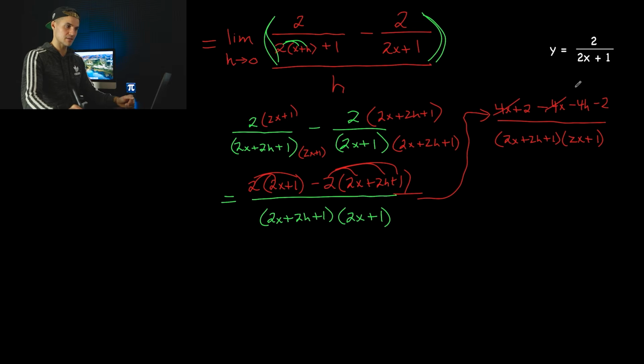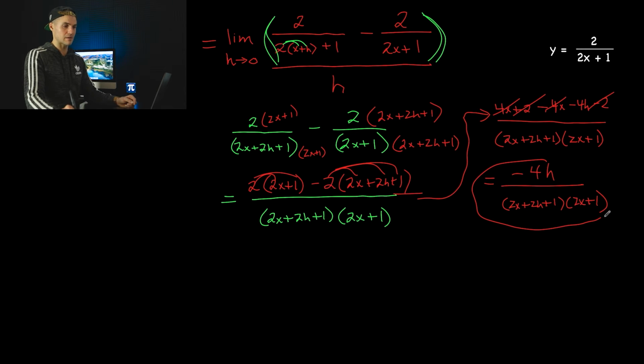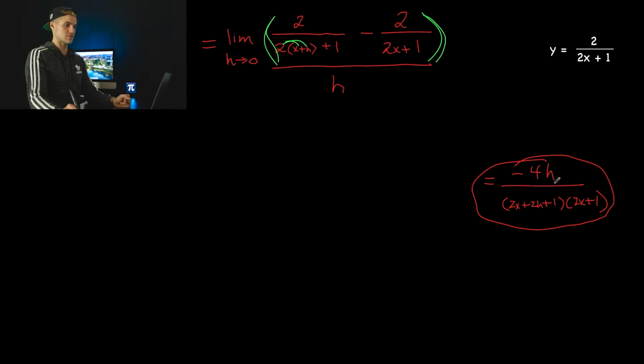Yeah, so this cancels out, this cancels out, this cancels out, this cancels out. And so we are left with a -4h over that same denominator here, 2x plus 2h plus 1, 2x plus 1, like that. So this entire expression in the numerator simplified to that right there.